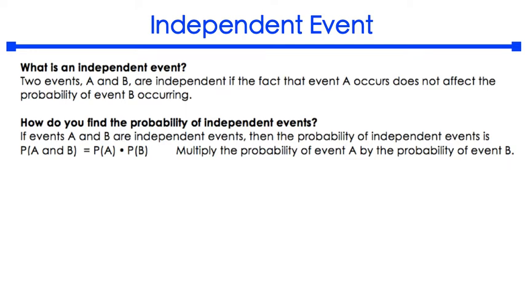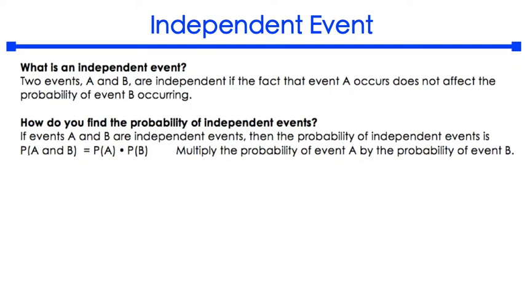In this video tutorial, I will be talking about independent events. What is an independent event? It is where you have two events, A and B, and the probability of event A occurring does not affect the probability of event B occurring.